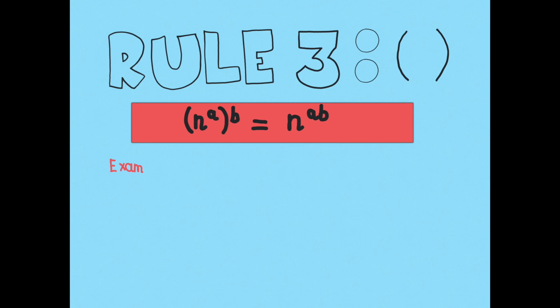Here is an example of the third law. Our base is 2 and our indices are 3 and 4. To raise a power to another power, we must multiply the indices together, and 3 multiplied by 4 gives us a new index of 12, making our new answer 2 to the power of 12.